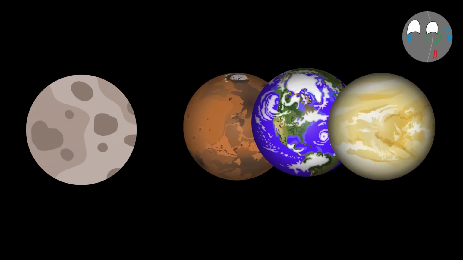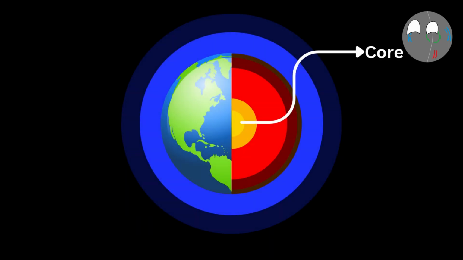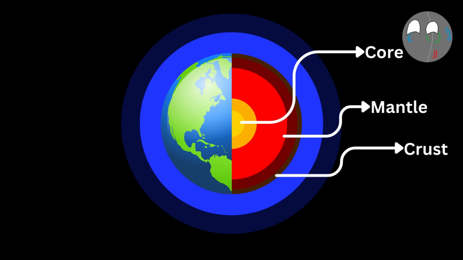Rocky planets are such as Mars, the Earth, Mercury, and Venus, and many others, even outside the solar system. So a rocky planet has 4 layers: a hot core, a semi-solid mantle, a rocky crust, and an atmosphere. In this video, I'm going to also mention atmosphere because it is also a layer.